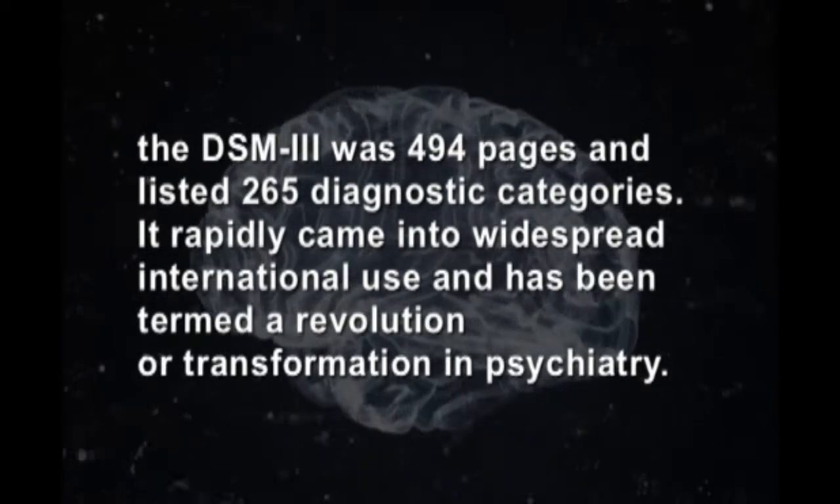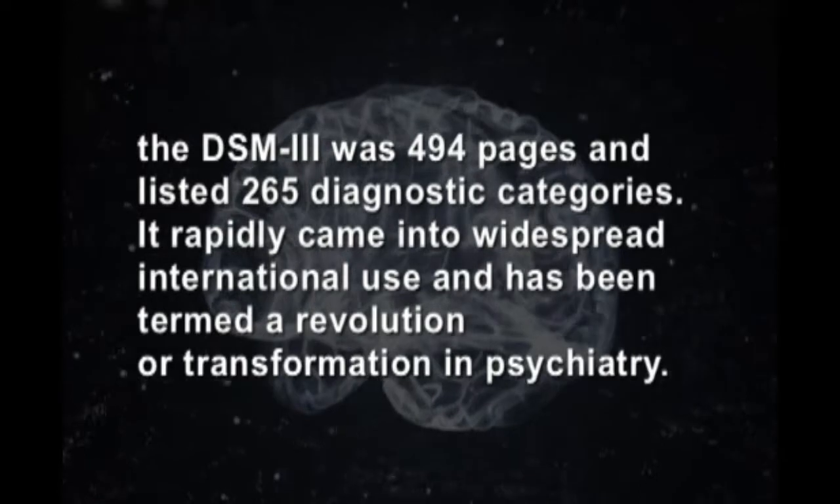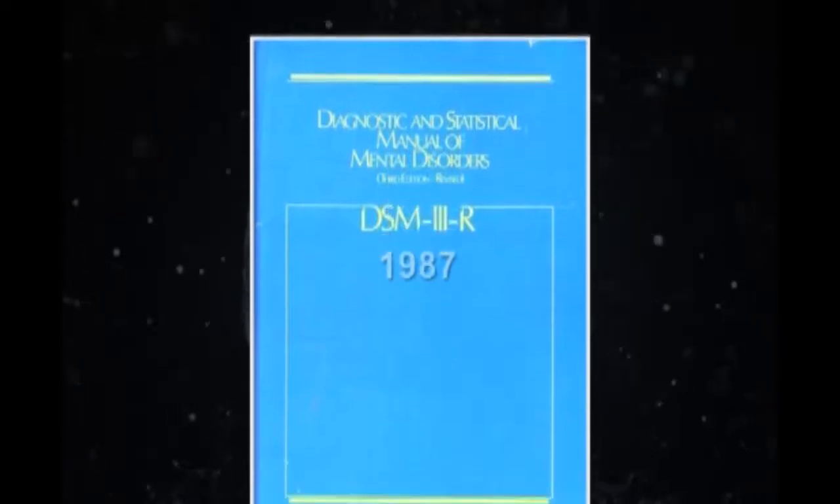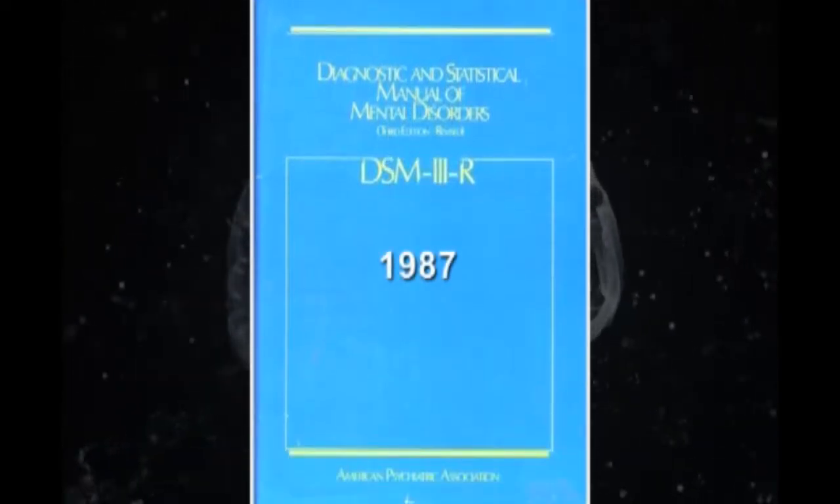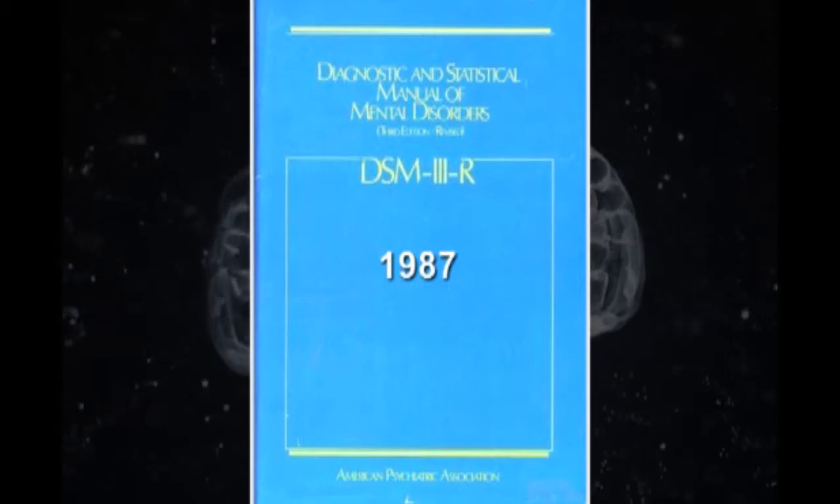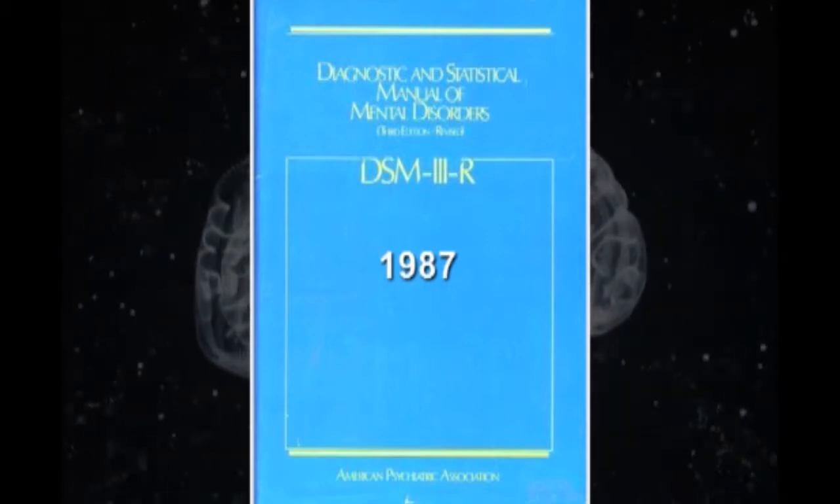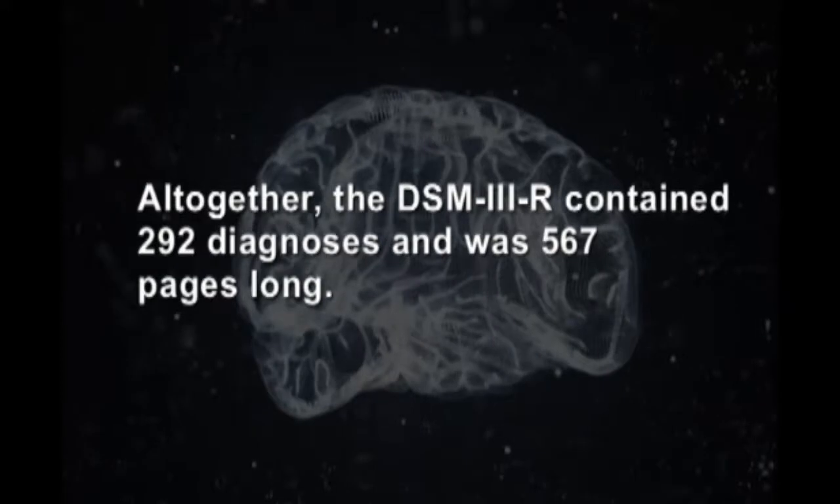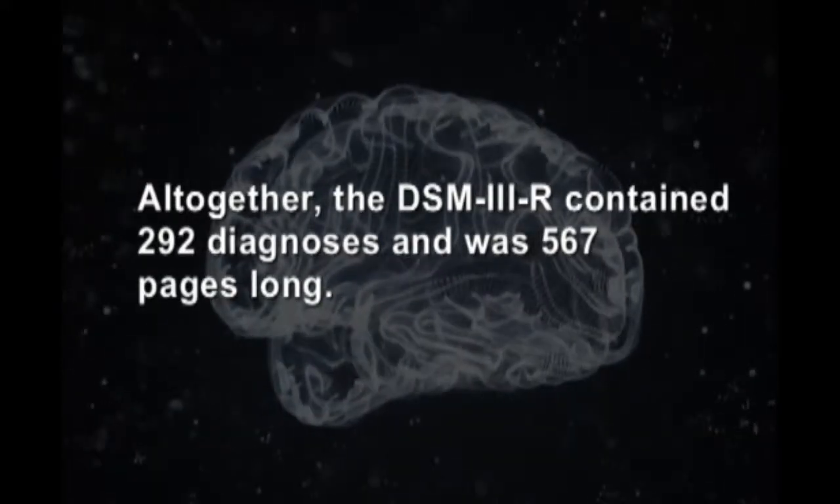It rapidly came into widespread international use and has been termed a revolution or transformation in the field of psychiatry. Then came the DSM-3 revised version in 1987. It was published as a revision and categories were renamed and reorganized, and significant changes in the criteria of classification were made. Controversial diagnoses such as premenstrual dysphoric disorder and masochistic personality disorder were discarded. Altogether, this DSM-3-R contained 292 diagnoses and was about 567 pages long.